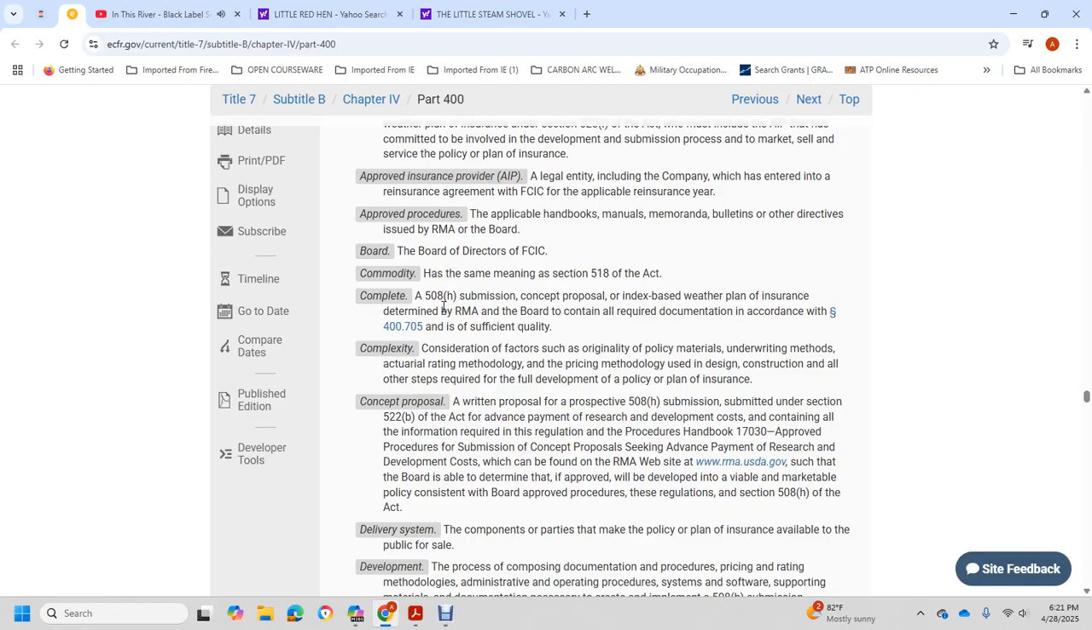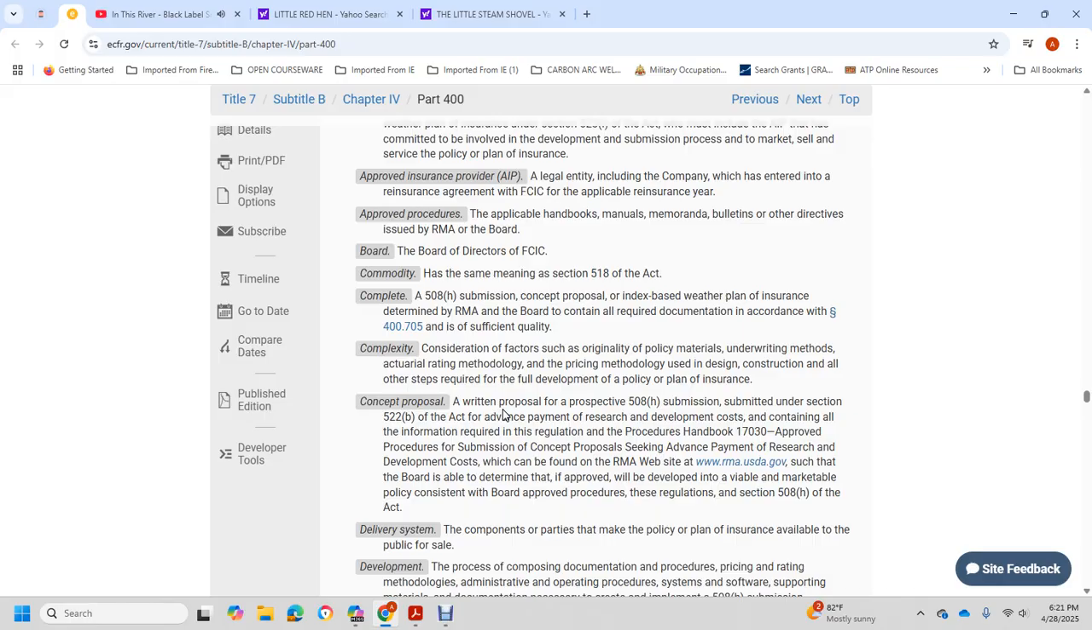The submission with the concept proposal for advance payment of research and development costs can be found on the RMA website, at USDA.gov. The Board determines whether the policy is approved, developed, and viable in the market, consistent with and Board approved under the procedure and Regulation Section 508(h) of the Act, including the delivery system components of the policy and plan of insurance.